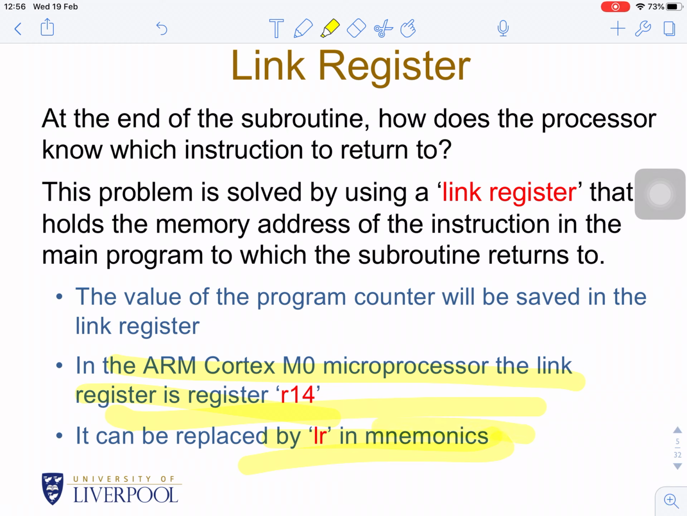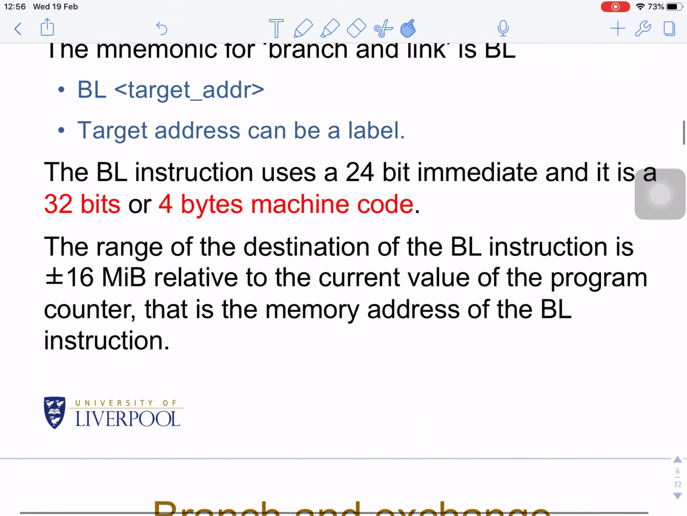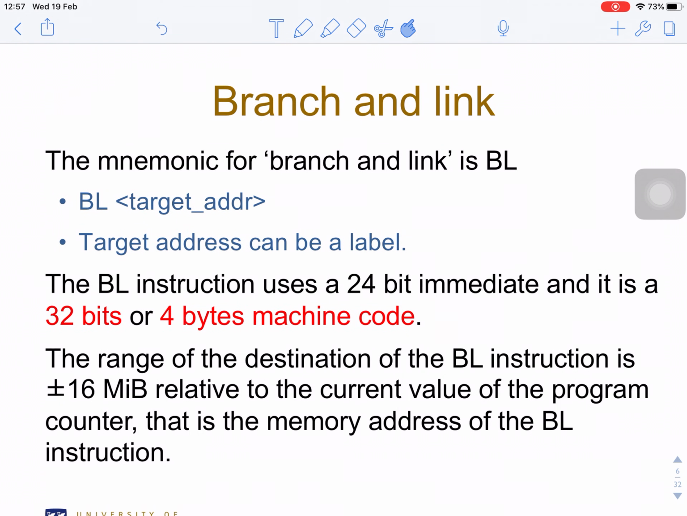So the link register is how the program knows which instruction to return to, and this is solved by using the link register. It's just like, after doing the subroutine, you need to know which instruction to return to. It is like when you study abroad, you just need to know where you should come back to.